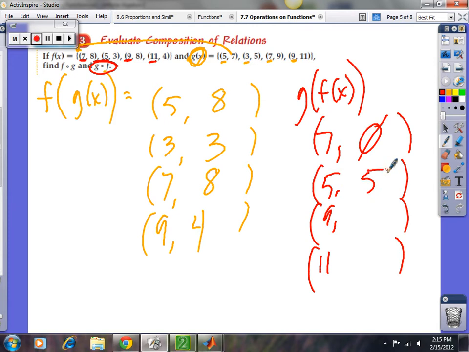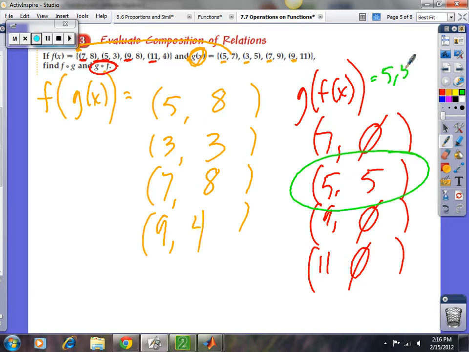9 is going to give you an 8. 8 is nowhere to be found. No solution. 11 gives you a 4. Found. So what is G compose F? What is the answer to G compose F? It's just this guy right here. 5, 5. That's it.